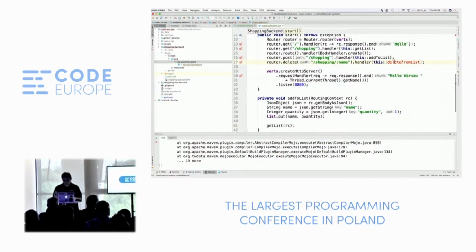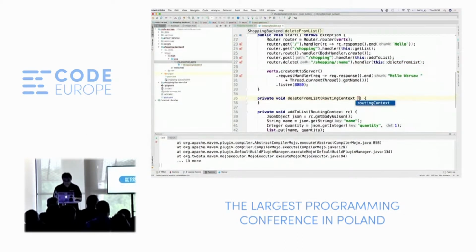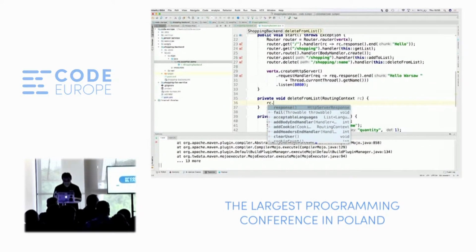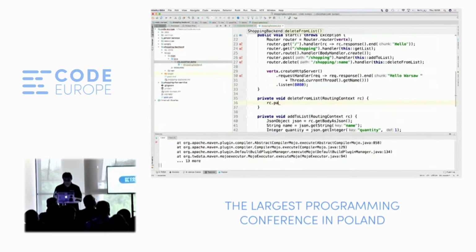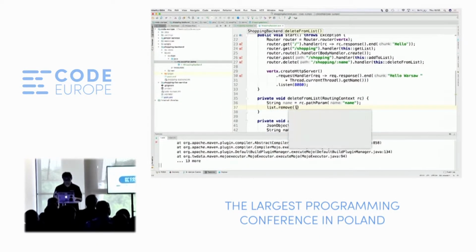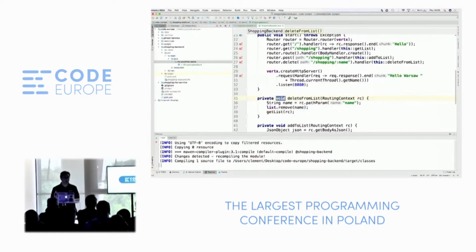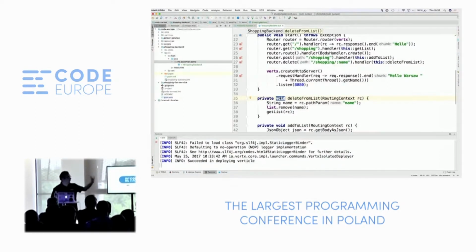Delete from list takes as a path parameter its name. So I will just do path parameter, oops, no, path parameter, okay. Name, so this name here is what I've written here. Okay, and I will take my list and remove from that one. Okay, and then just get list. Look at one thing, is that I never return, because return means blocking. I'm waiting for the result. Here I'm just continuing my execution.